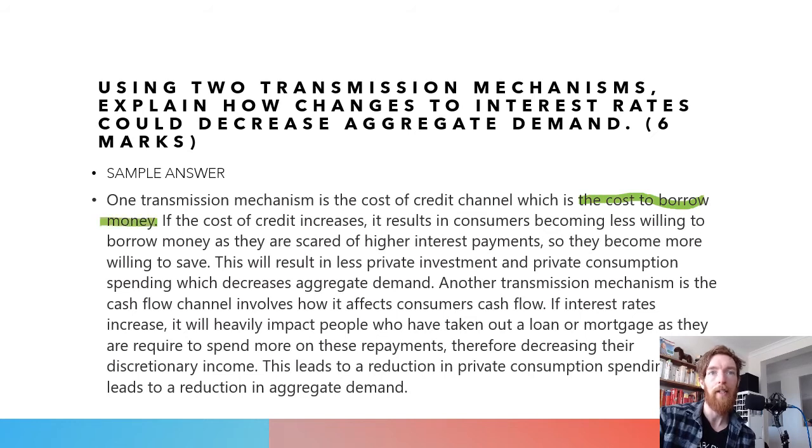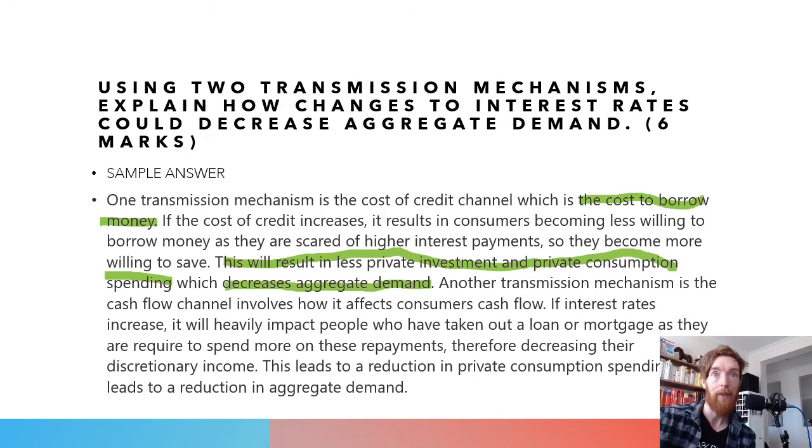If the cost of credit increases, it results in consumers becoming less willing to borrow money as they're scared of paying higher interest repayments, so they become more willing to save. This will result in less private investment and less private consumption spending, which decreases aggregate demand. So there you go, that's the 2nd and 3rd mark just there. Very clearly why that happens.